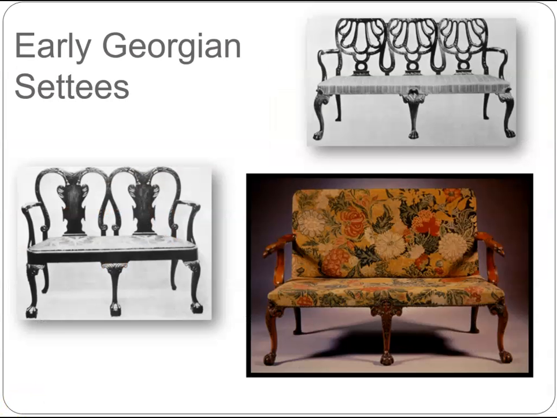Here we see several early Georgian settees. We see some similar characteristics that we saw in the armchairs, in that we have a ball and claw foot, cabriole leg, and then we also have the eagle motif in some of the settees.